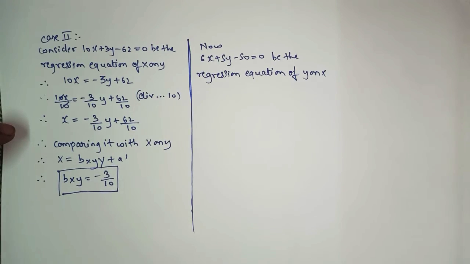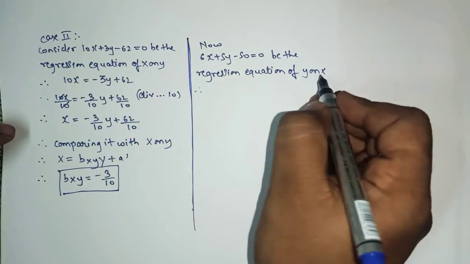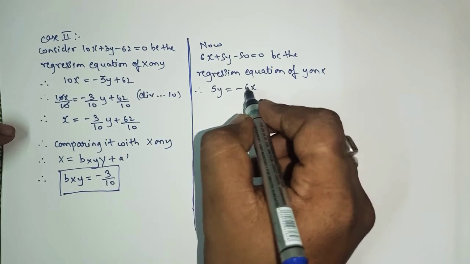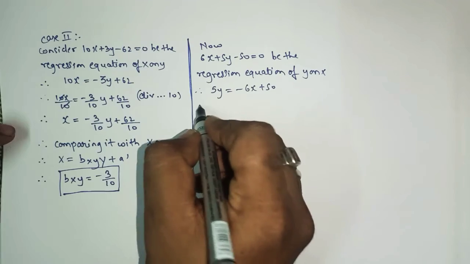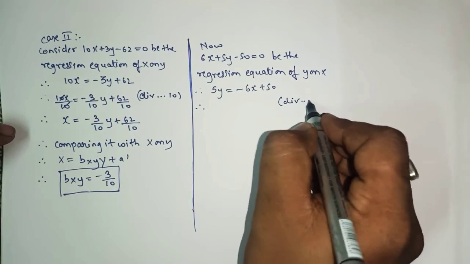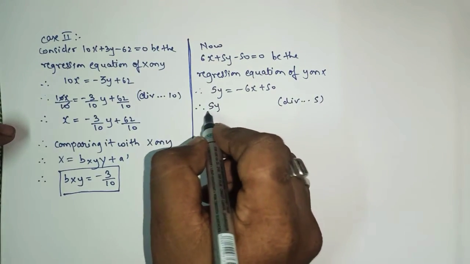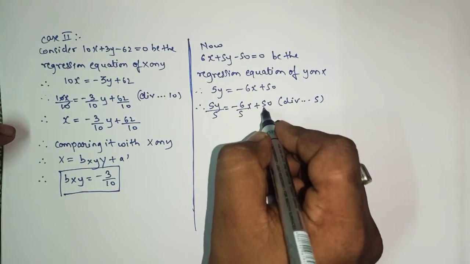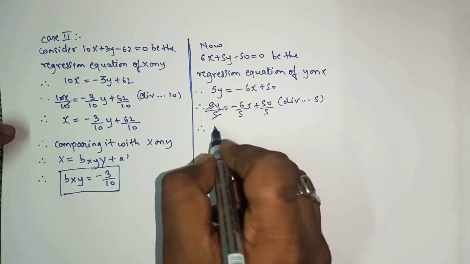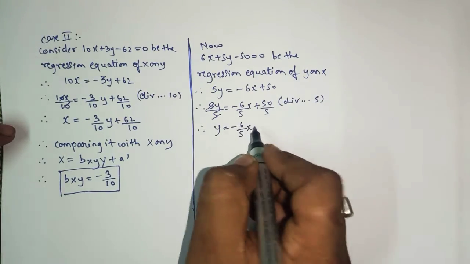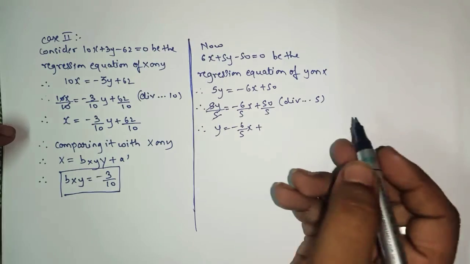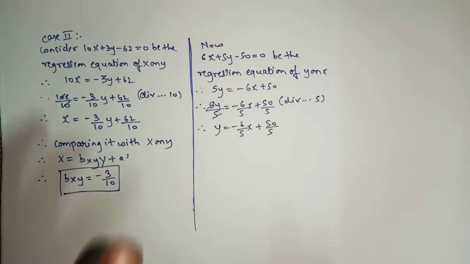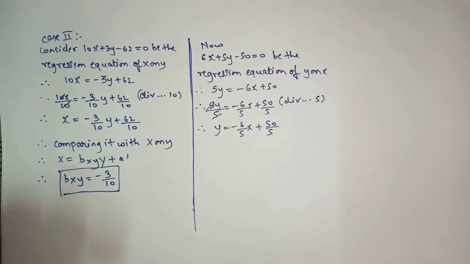So now y on x means we'll keep y on the left hand side and the remaining numbers and x on the right hand side. Here also same, dividing throughout by 5. So 5y upon 5 equals to minus 6 upon 5 x plus 50 upon 5. 5 gets cancelled, so y equals to minus 6 upon 5 x plus, if you want to cancel this you can cancel, otherwise keep as it is. It is on you, as we are interested in finding the value of bxy and byx.